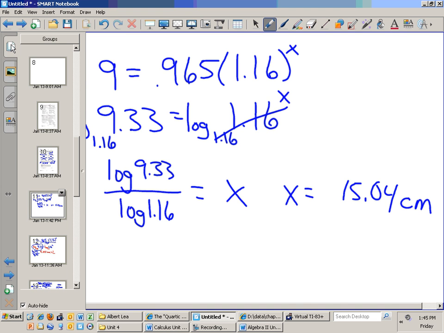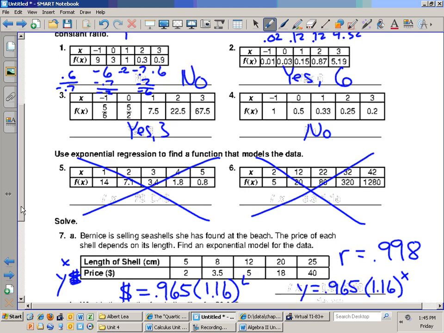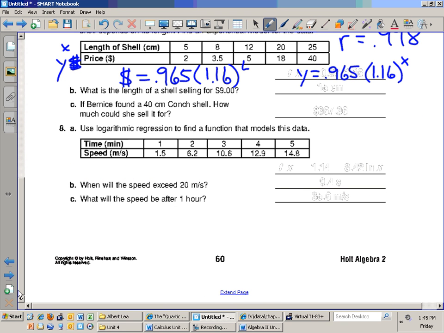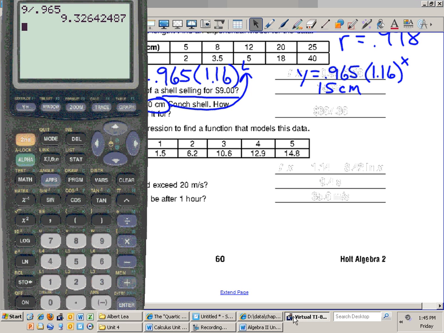So if I want to do this last part here, we said, what is the length of a shell selling for $9? We said about 15 centimeters. If I want to do the other part, if Bernice found a 40 centimeter conch shell, how much should she sell it for? We would take that 40 and plug it in for L. Now, you can either do that by hand, or remember, the other day I showed you on your calculator, there's a couple ways to do this.